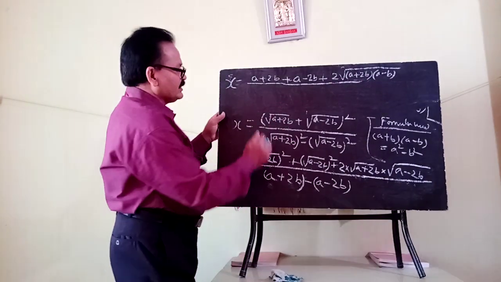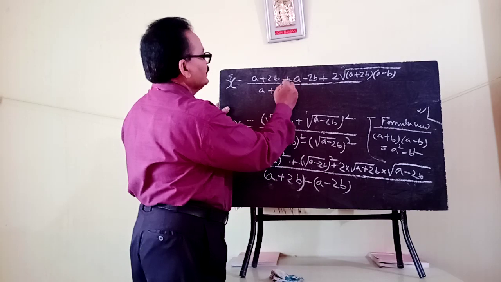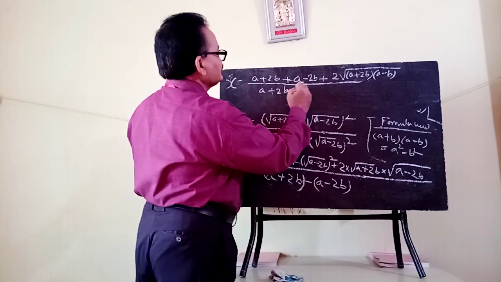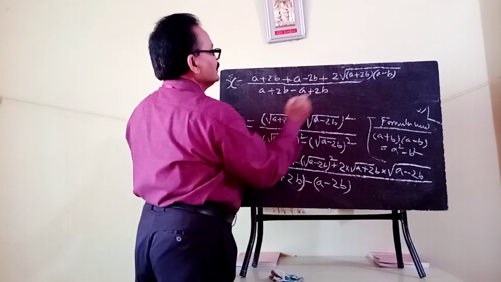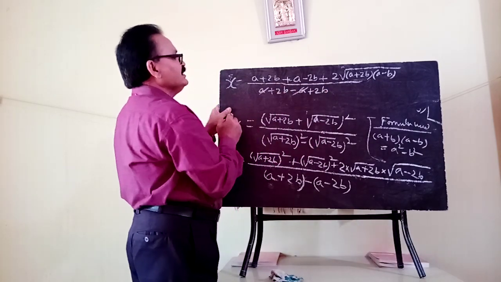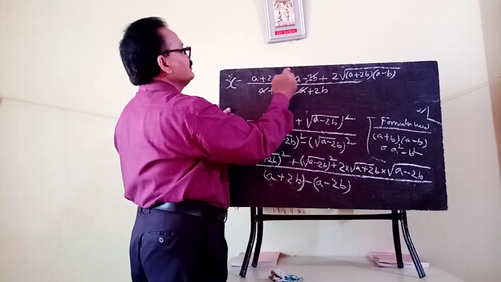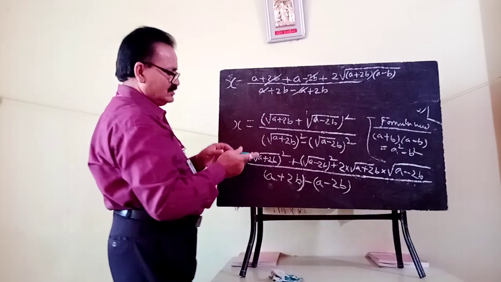Now in the denominator, a plus 2b minus a, after opening the bracket, plus 2b. So here a cancels, and in the numerator 2b cancels. Okay.